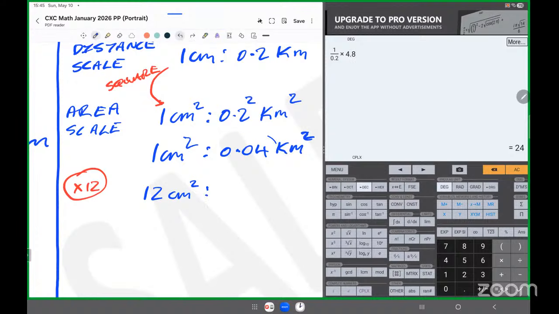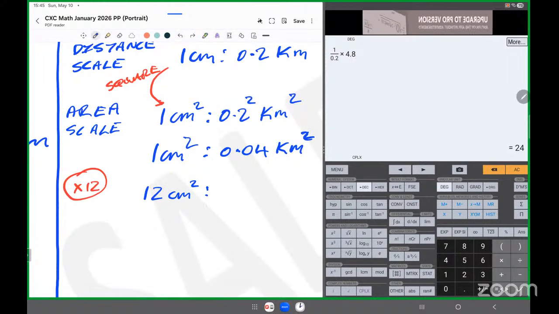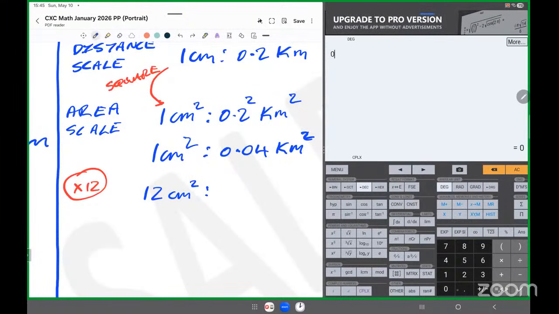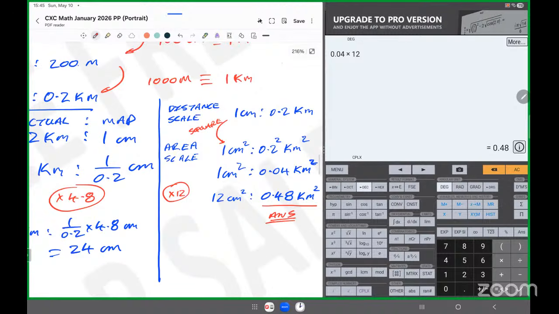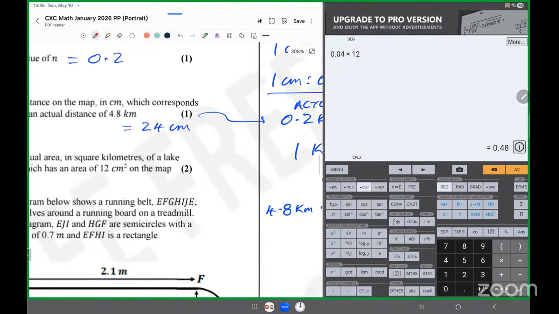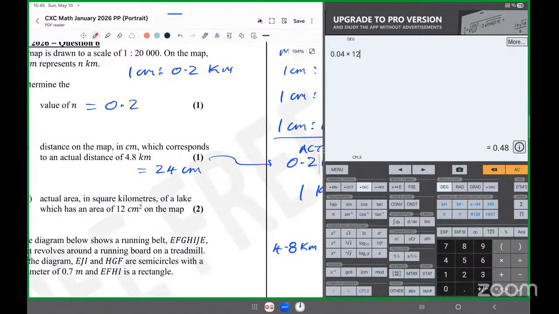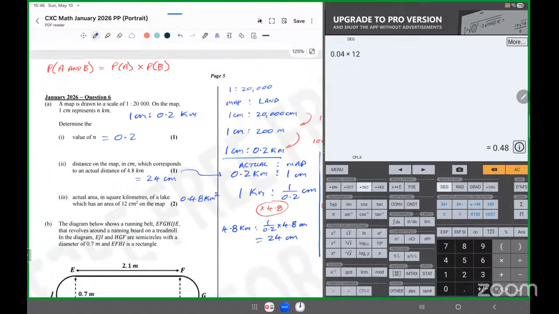this times 12 is how much? Let's see, 0.04 times 12. Yes, 0.48 kilometers squared. This is the answer right here. This is the answer for the question. 12 centimeters squared on the map is 0.48 kilometers squared on the land. Right here. 0.48 kilometers squared.